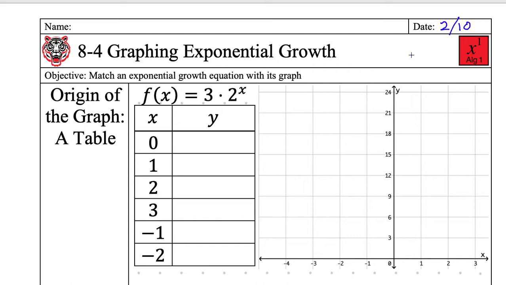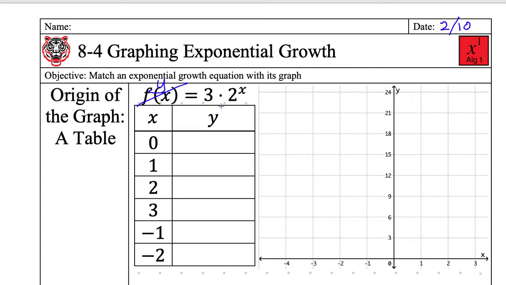So let's talk about where graphs come from. Generally speaking, they come from tables. So I have an equation here. Whenever I have an f of x or a g of x or whatever of x, you can kind of cross that off. That's just function notation. Think of that as a y. Y equals 3 times 2 to the power of x. I feel a little bit guilty because we skipped our unit on function notation, but it's just a fancy way of saying y equals.